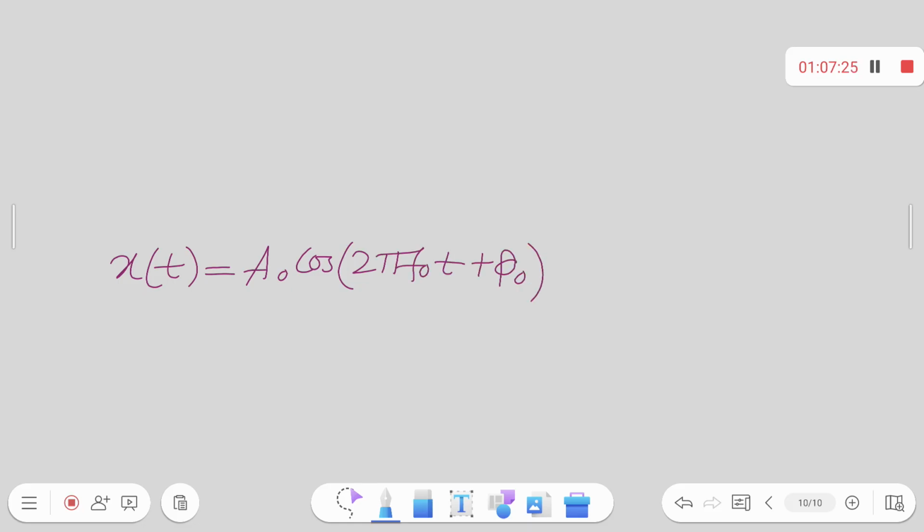Why deterministic? Because at any point of time, if the other parameters are given to you, A naught, f naught, phi naught, then you can very easily calculate the signal value at any particular time instant. So deterministically you can calculate the signal value at any point of time. That's why it is known as a deterministic signal. It can be sinusoidal, it can be another type of signal.